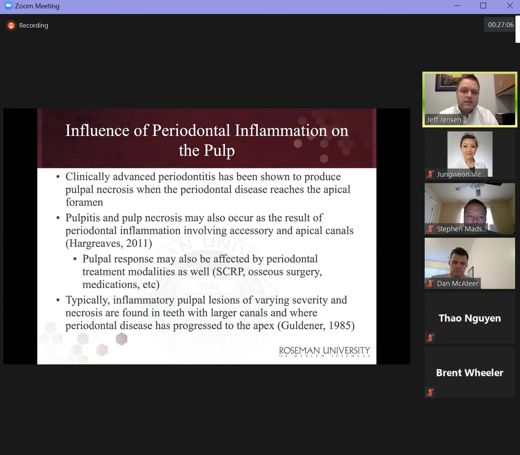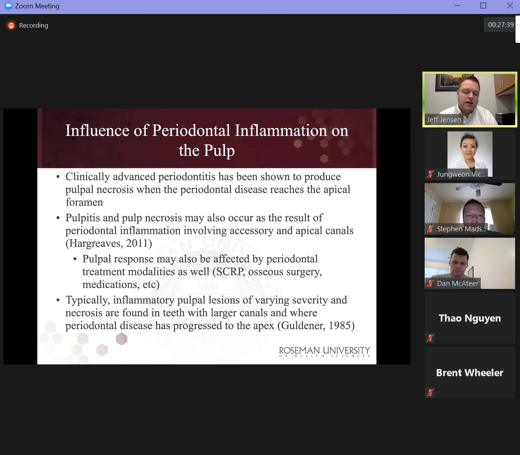That response can be affected by our treatment even. So we're not necessarily going to see an accessory canal on a PA or something like that, but we go in and we start to scale and root plane this tooth, or we flap it and debride the area. If we're debriding away at an accessory canal, then we can cause some damage to the pulp of that tooth.